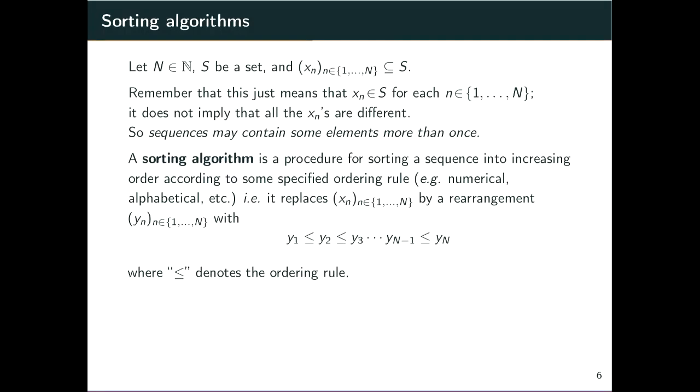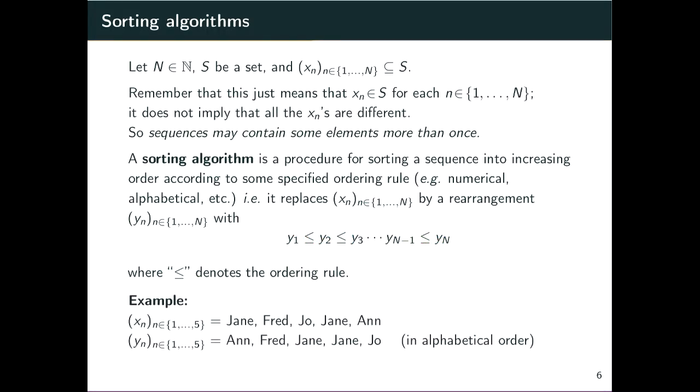What this means mathematically is we start with this sequence, and then we do a rearrangement on this sequence so that these are all in increasing order, where this less than or equal to denotes some ordering rule, and it's going to be some sort of total ordering rule. If you remember from our equivalence relations, this needs to be a total order so that you can compare all of these elements.